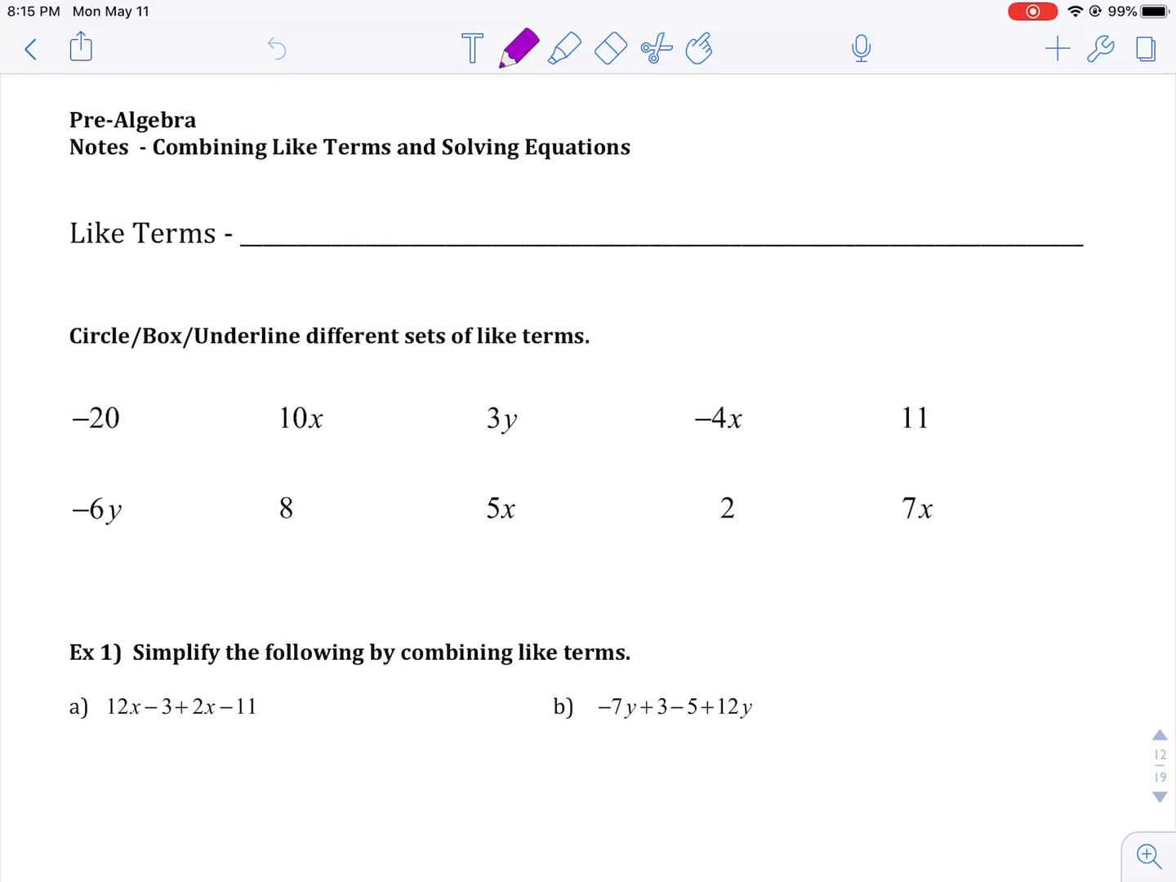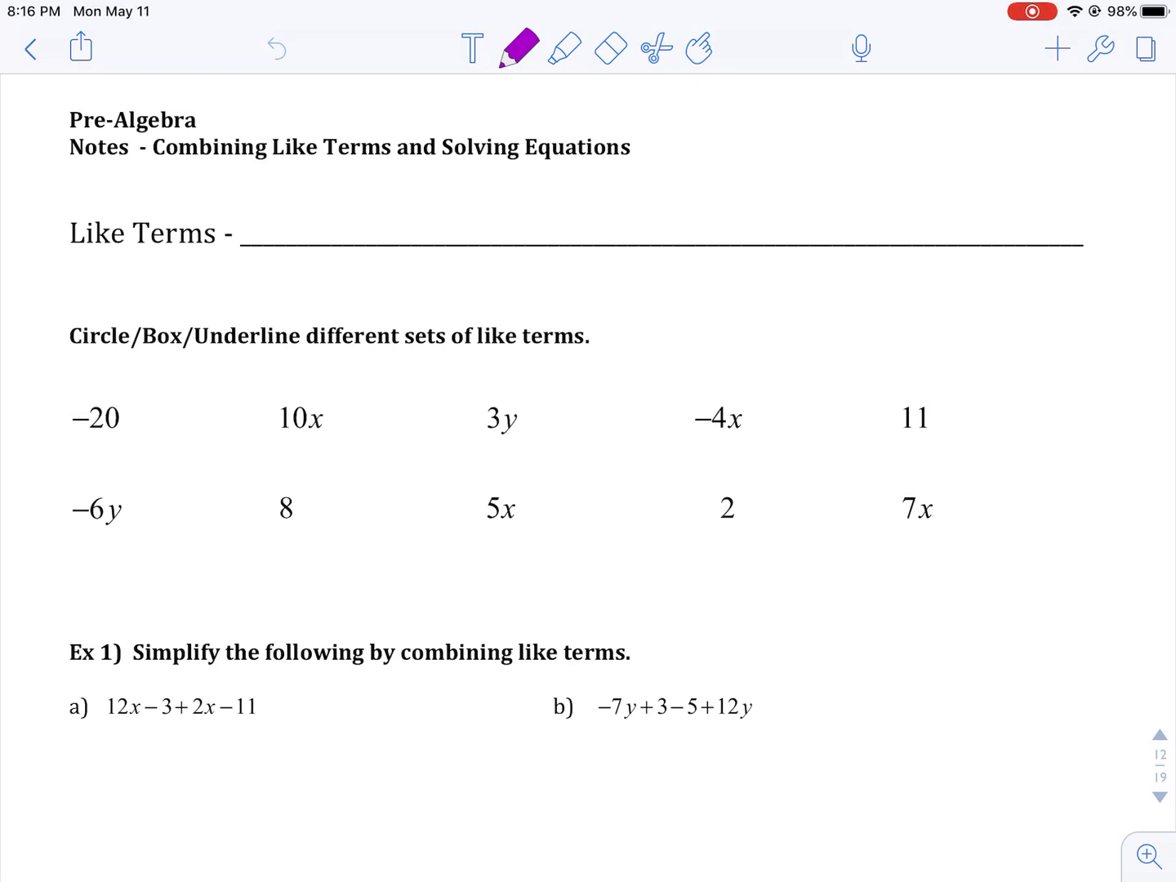All right, so today we're going to move to our last unit, which we're only going to get through part of, which is getting ready for Algebra 1. Today we're going to talk about combining like terms and solving equations. This is one of those things that you have to be able to do next year in Algebra 1. So the first thing we're going to talk about is like terms.